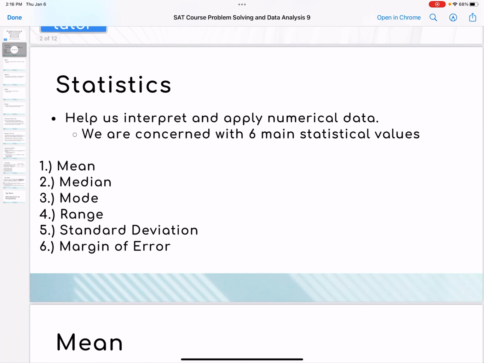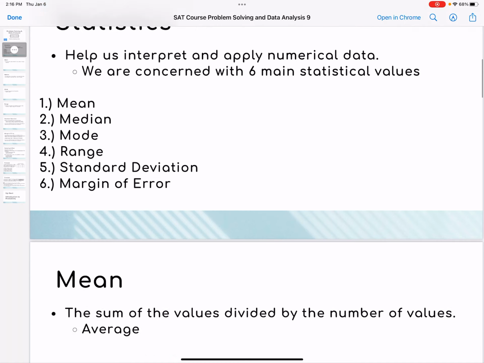Alright, so statistics are really what help us interpret and apply numerical data. They help us make sense of numbers and give them some context within whatever situation we're talking about. So on the SAT, we're concerned with 6 main statistical values, and those are mean, median, mode, range, standard deviation, and margin of error. Let's go ahead and take a look at each one of those.